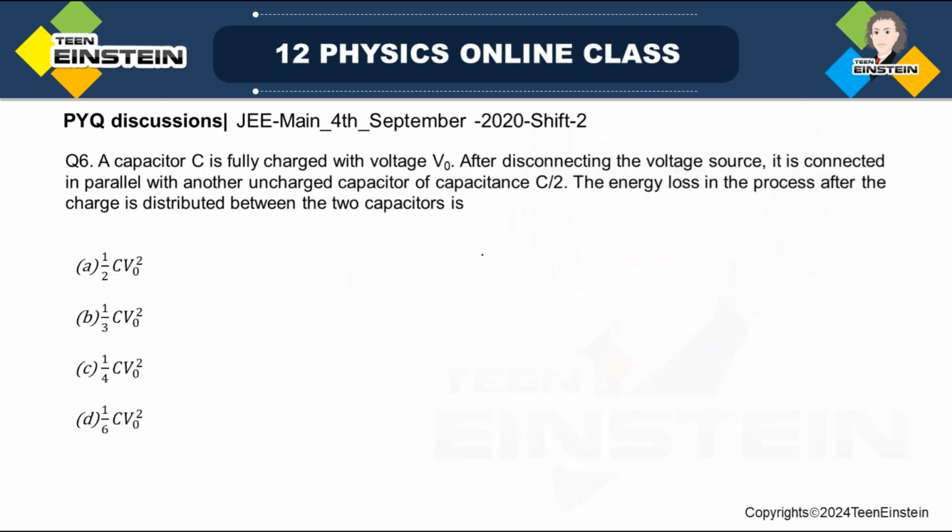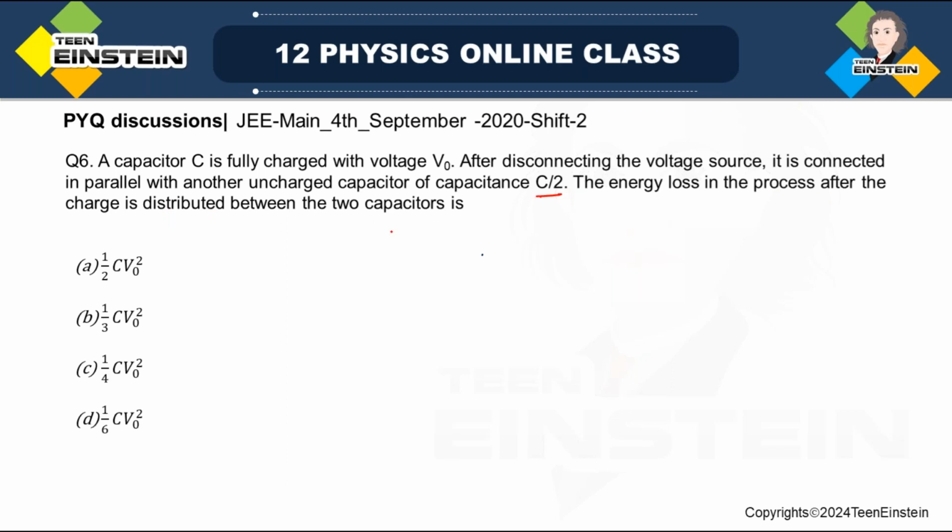I think we will have the last quick question for today. So this is the last question for today's session. See, a capacitor C is fully charged with V0. After disconnecting the voltage source, it is connected in parallel with another uncharged capacitor of capacitance C by 2. Find the energy loss in the process after the charge is distributed between the two capacitors.